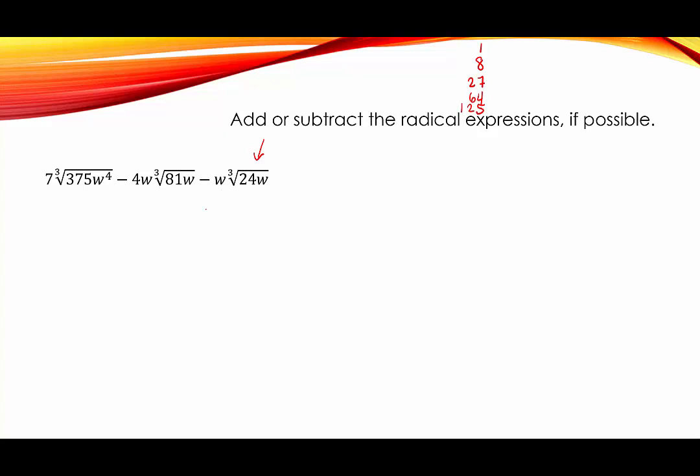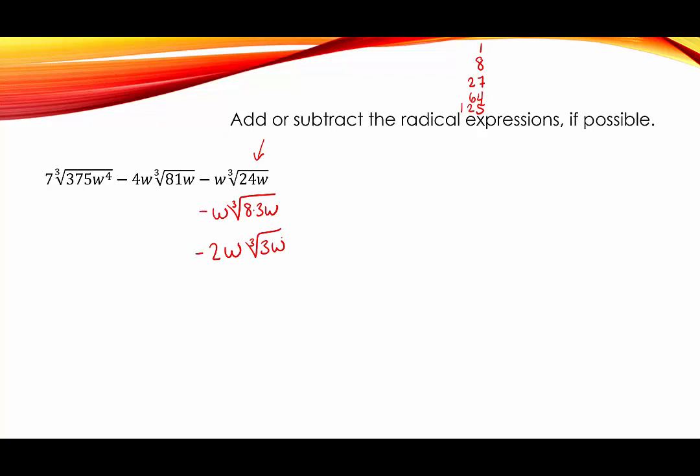So looking at this, I'm going to start with this last one, this minus w times the cubed root of 24. I'm looking for 8. 8 times 3 is 24. I can take the cubed root of 8. That's going to be a 2 out in front of the radical. So we'll have minus 2w. The w is stuck under the radical, and so is that 3.